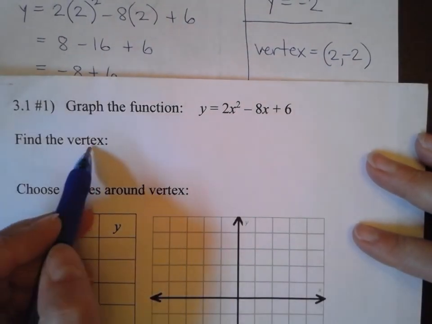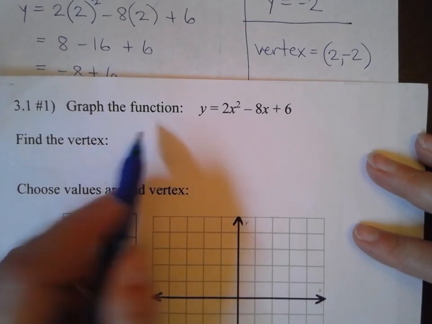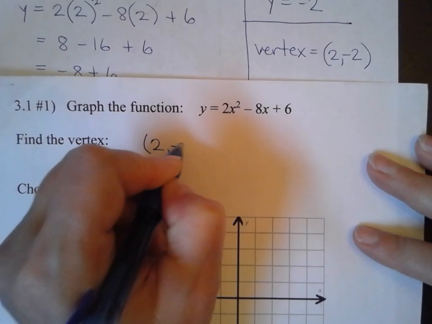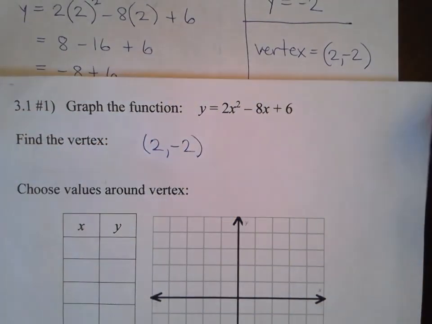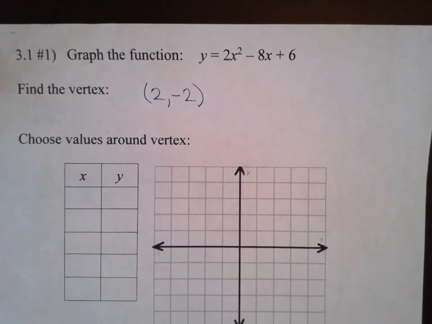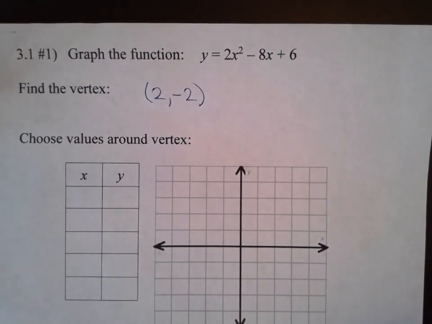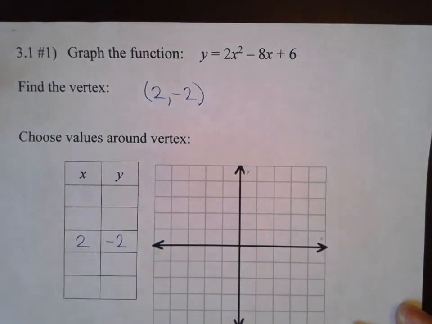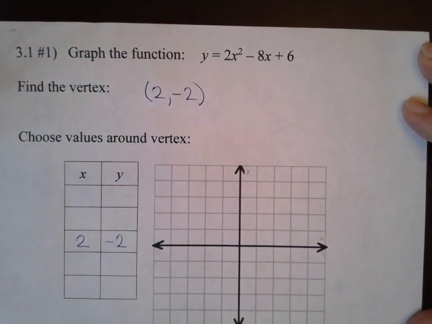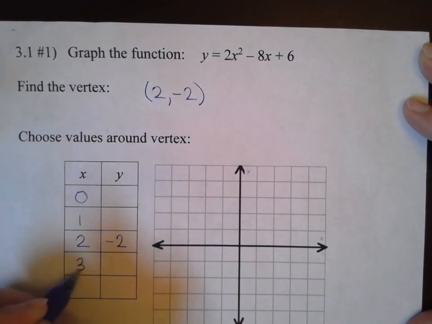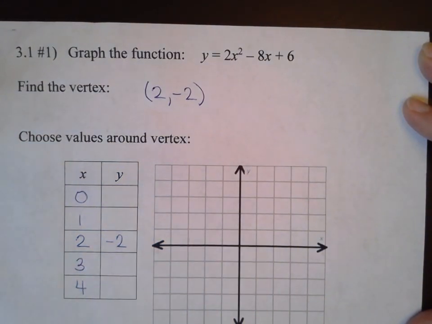So we just did this. This is the same function. Okay, so I'm just going to copy this down. We found that the vertex was (2, -2). We just did all the work for that. If we hadn't, we would do that now. And then I'm going to take the vertex and put it right in the center of my t-chart. And I'm going to choose x values around +2. A couple numbers smaller, a couple numbers larger.